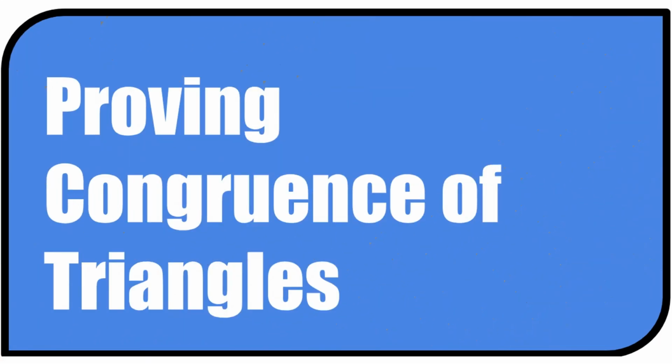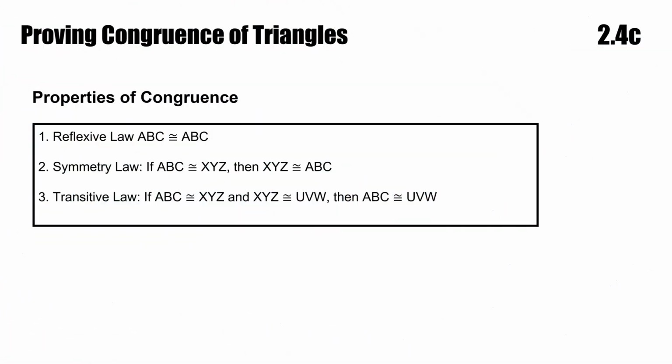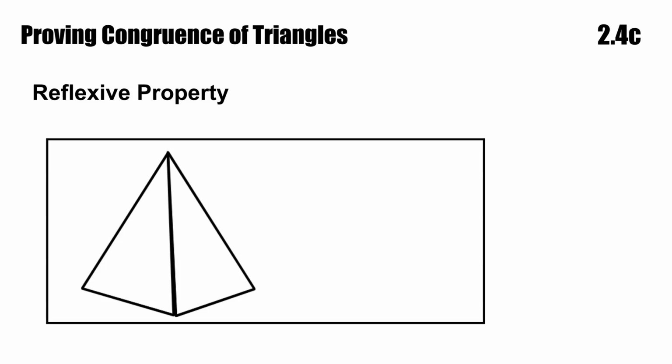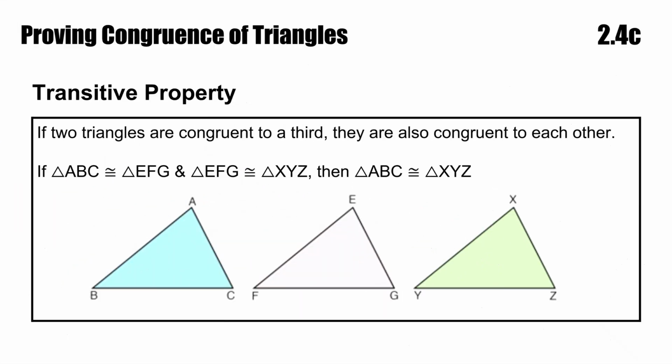This lesson will be about writing a proof about the congruence of triangles. Once again, some common properties of congruence are the reflexive law, symmetry law, and the transitive law. The reflexive property is commonly used when two triangles share a side. The transitive property can be used to state that if two triangles are congruent to another triangle, then all the triangles are congruent.